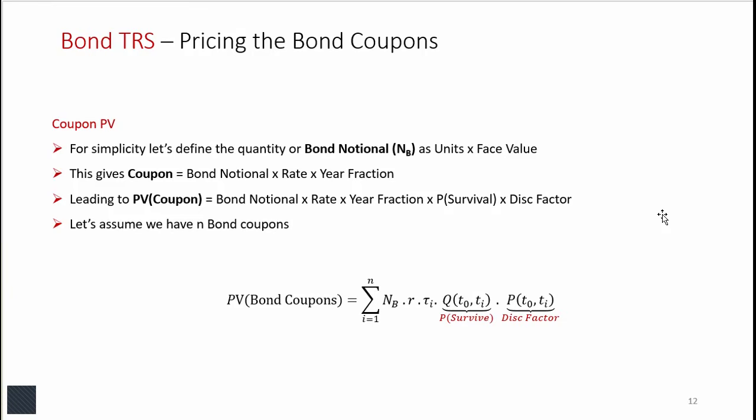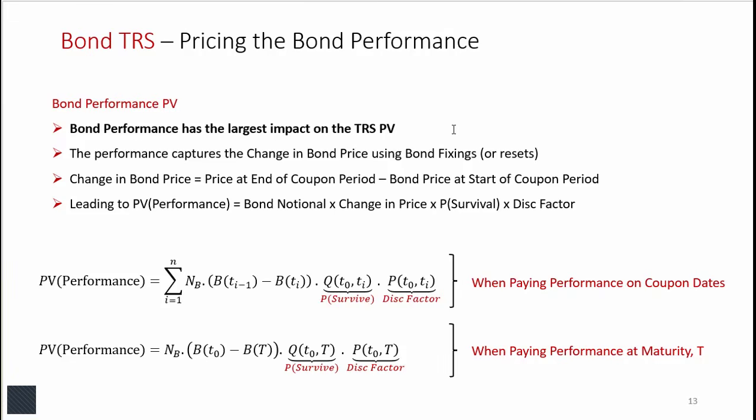Now, in terms of terminology in financial literature, it's very common to denote the discount factor with the letter P, and probability of survival with the letter Q. That's quite standard terminology, just so you're aware. Now, in terms of pricing, the performance has the largest impact on the TRS PV, because for a 1% change in bond price, you're going to be paying 1% in a single coupon period times your face value of 10 million.